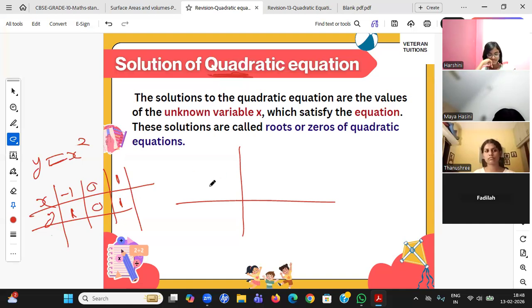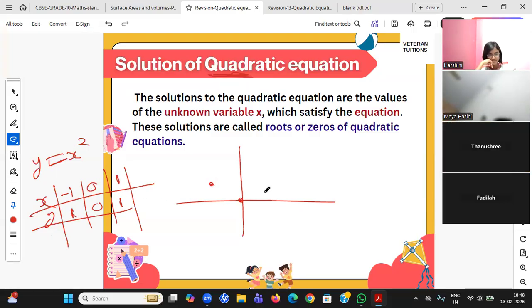Where is minus 1 comma 1? It is here. Where is 0 comma 0? Here. Where is 1 comma 1? Here. Yes, when you join them, which shape? It's a parabola shape. So quadratic equation means we are just analyzing a parabola, student, nothing more than that. Okay. Now what is he saying?